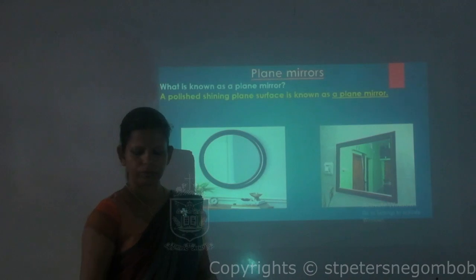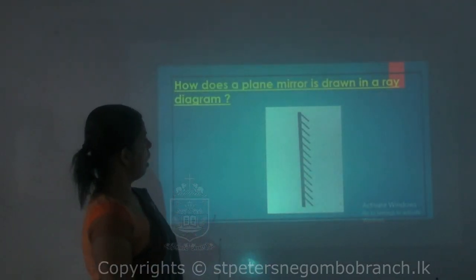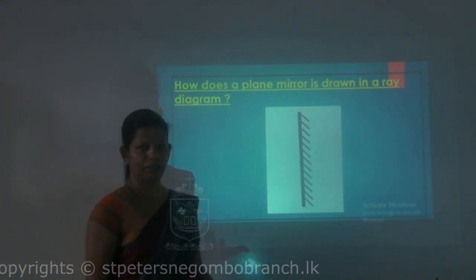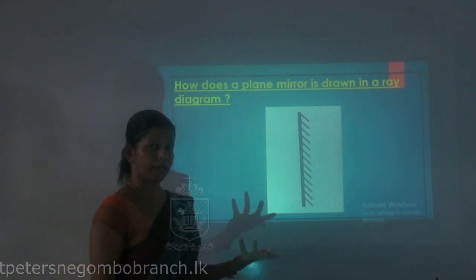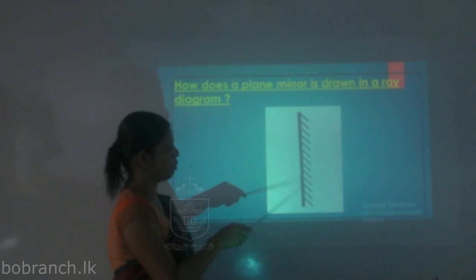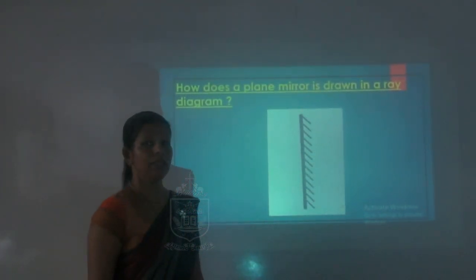So, my dear children, how is a plane mirror drawn in a ray diagram? When we are drawing the ray diagram, we can use a straight line with short slanted lines as a symbol of a plane mirror in a ray diagram.